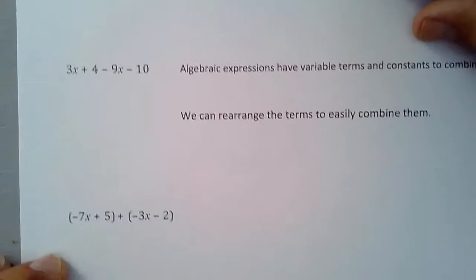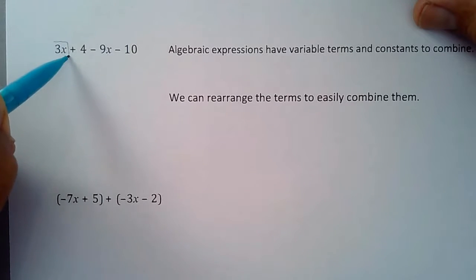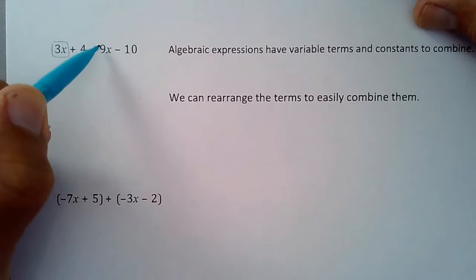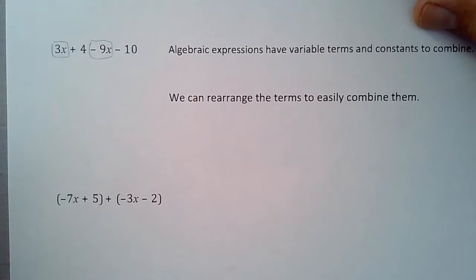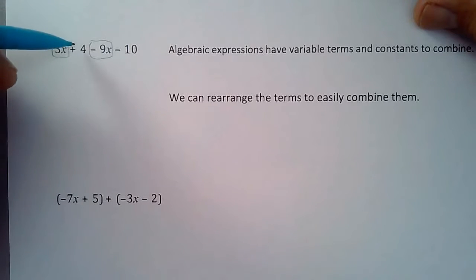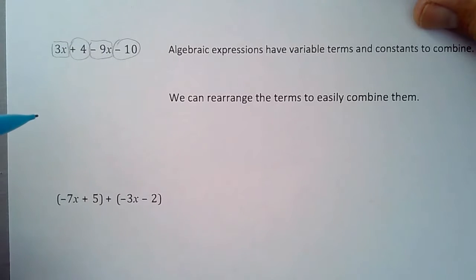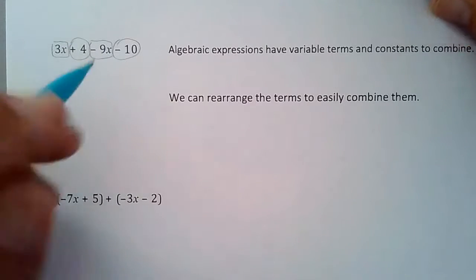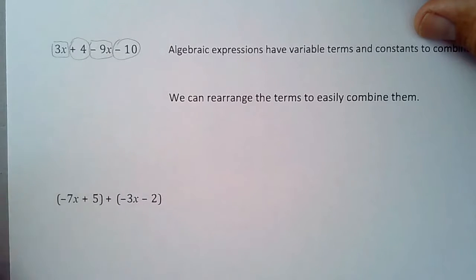So we have this here. Here we have two variable terms. We have this one, and we have the minus 9x right there. Two variable terms. And we have two constants. We have the 4 and the minus 10. And so what we can do is we could rearrange all these terms here to easily combine them.